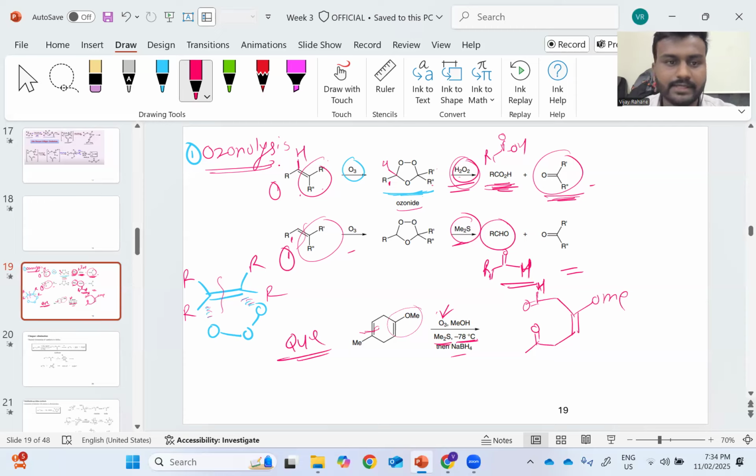One end gives the aldehyde and the other end leads to the formation of a keto group in this one, because there was a methyl group. So this is the product for this one. This is also one of the oxidation reactions of the olefin. The olefin bond gets cleaved in this kind of ozonolysis reaction.